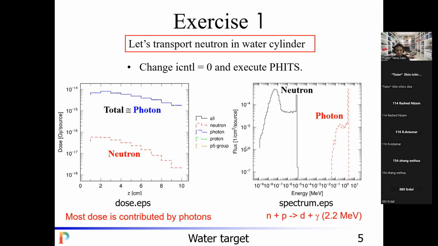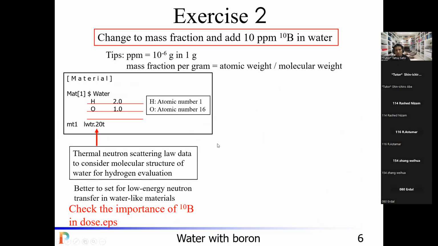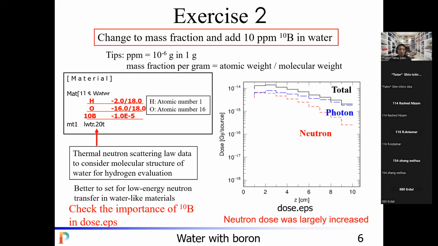I have not finished yet, but maybe I would like to show the answer. Maybe this exercise is rather difficult if you don't use PHITS daily. So the negative number indicates mass fraction, and the positive number indicates atomic fraction. Negative numbers indicate mass fractions.